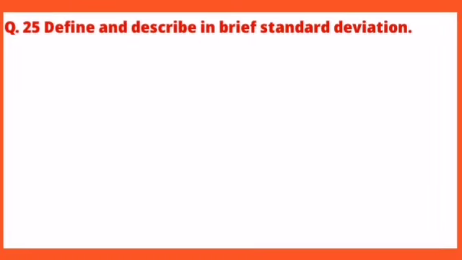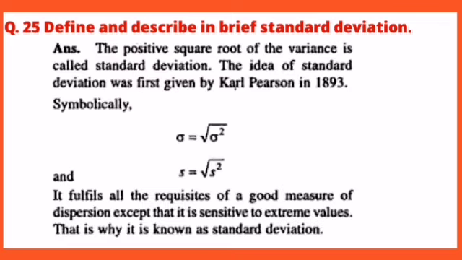Question 25. Define and describe in brief standard deviation. Answer. The positive square root of the variance is called standard deviation. The idea of standard deviation was first given by Karl Pearson in 1893. Symbolically, sigma equals square root of sigma squared. Or for sample, s equals square root of s squared. It fulfills all the requisites of a good measure of dispersion except that it is sensitive to extreme values. That is why it is known as standard deviation.